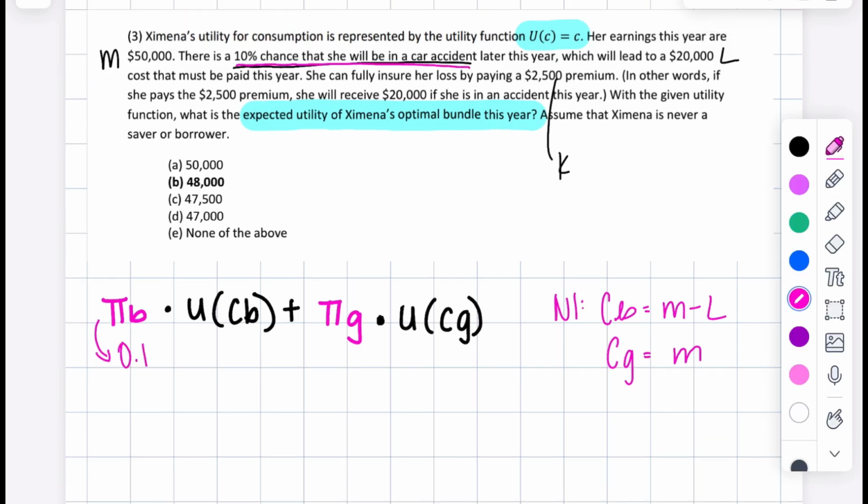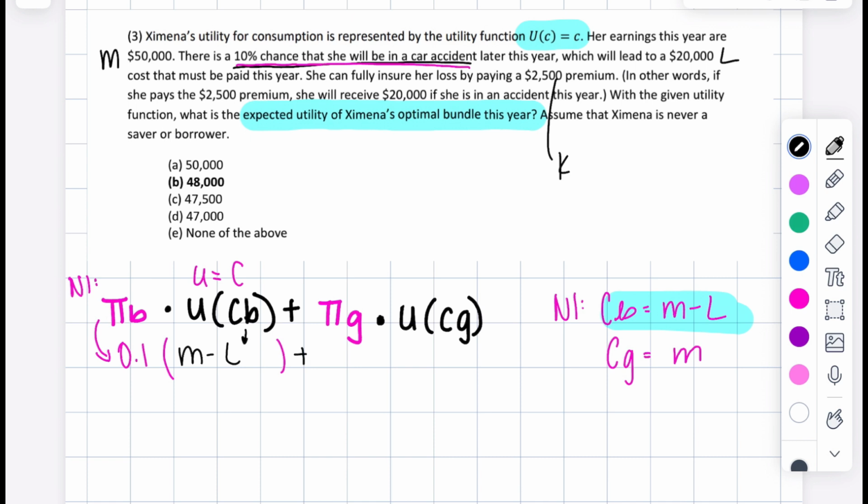So that's 0.1 times our utility of consumption in the bad state. Our utility function is just equal to U equals consumption. Nothing's happening to consumption, it's just linear, so we go ahead and multiply the 0.1 times that consumption in the bad state, right? Consumption in the bad state under this no insurance, since we're calculating for no insurance right now, is going to be that M minus L. So right here we're going to have M minus L for consumption in the bad state.